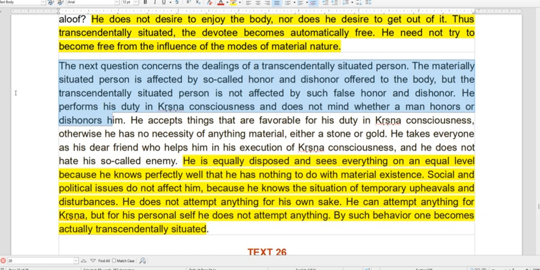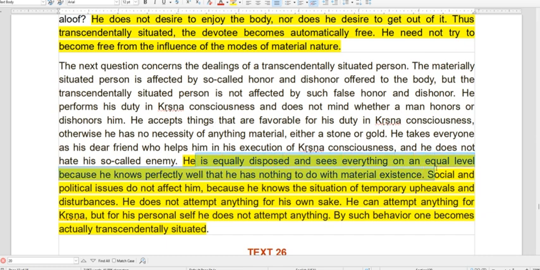Okay. So we discussed the symptoms. Now the behavior is that when honor and dishonor are given, he is not disturbed by it. Whether he's honored or dishonored, he is not disturbed. He connects everything to Krishna, and he sees everyone equally. Social and political issues do not affect him because he knows the situation of temporary upheavals and disturbances. He does not attempt anything for his sake. He doesn't attempt for himself, but he attempts for Krishna.